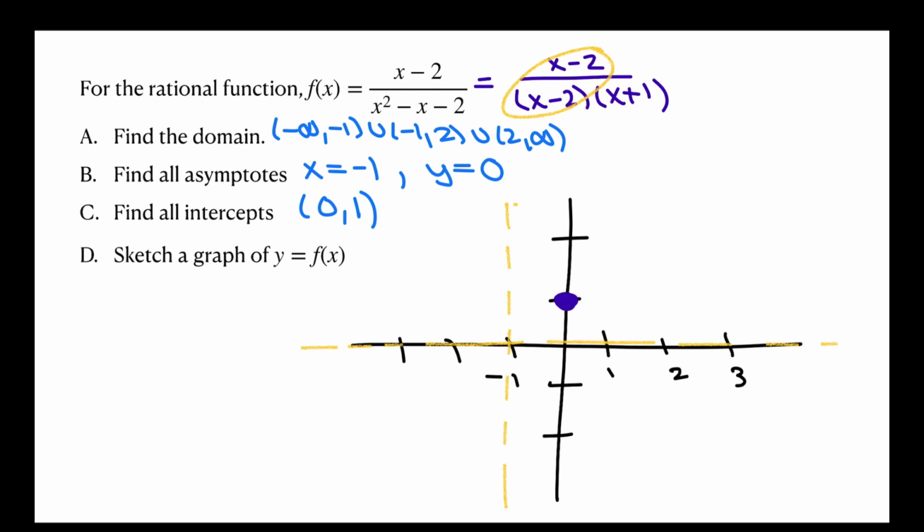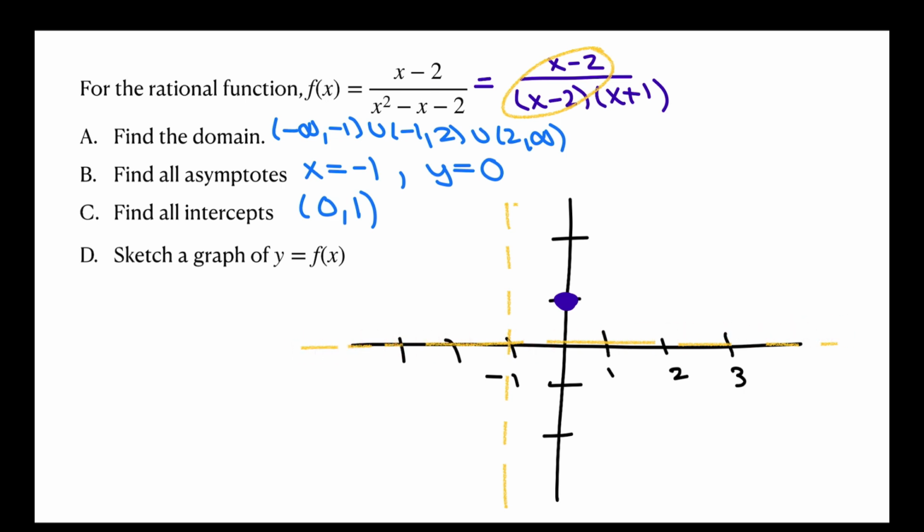Then I'm going to very lightly sketch in my asymptotes just as guides. I have an asymptote at x equal negative 1. So I very lightly drew a dotted line at x equal negative 1. And then my horizontal asymptote is y equals 0.